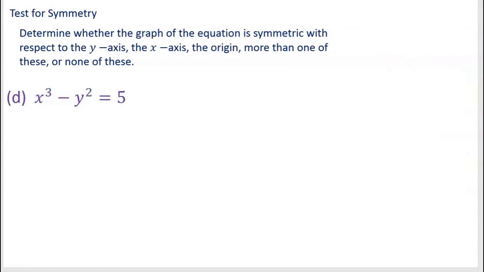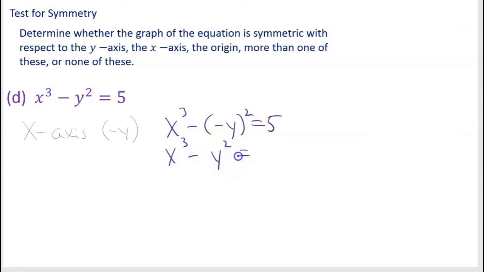So next problem, determine whether the graph of the equation is symmetric with respect to the y-axis, the x-axis, the origin, more than one of these or none of these. Let's keep going. So to check x-axis, you know the drill. To check x-axis, I'm going to substitute in negative y for y. Alright, so that's going to give me x to the third minus negative y squared equals 5. So that gives me x to the third minus y squared equals 5. Notice that matches the original. So what can I say? We do have x-axis symmetry.